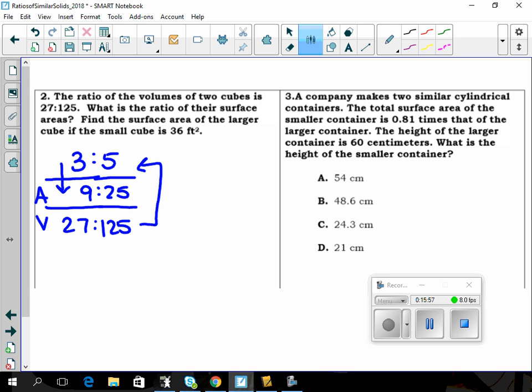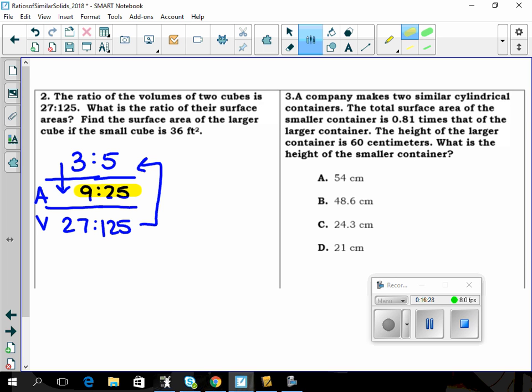Okay? So you want to complete your chart before you continue reading, because I think if you do it all at one time, it can be a little much. This is a two-step process. So that first sentence alone allowed us to create this. Do you agree? The first sentence alone. Now let's keep reading. What is the ratio of their surface areas? Well, it's 9 to 25. Do you agree with that? That first question we've answered.